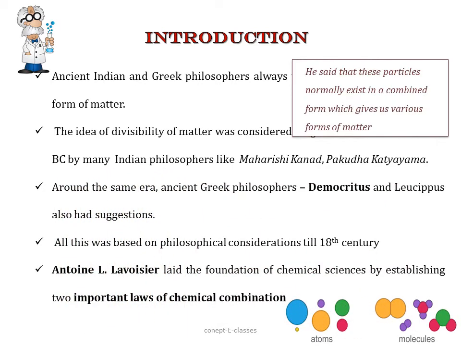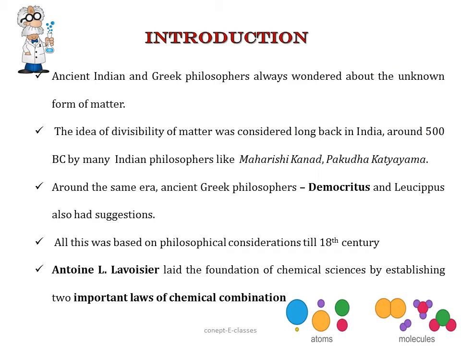Similarly, Pakudha Katyayana also said that these particles normally exist in a combined form, which can give various forms of matter. That is, they do not exist independently, but they combine to form different forms of matter. That was what Pakudha Katyayana also suggested.